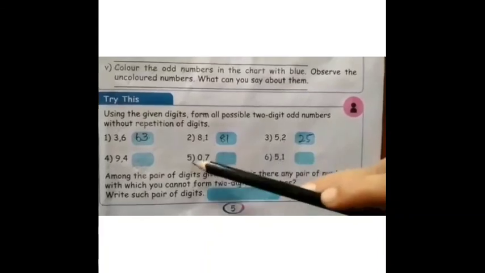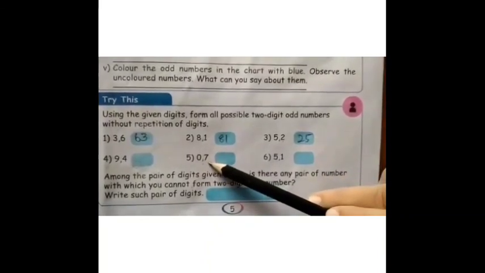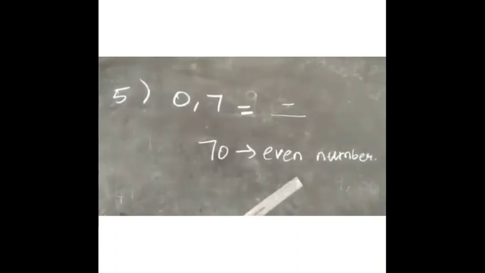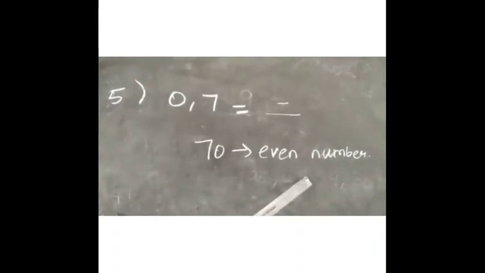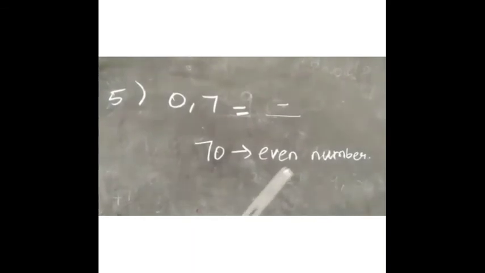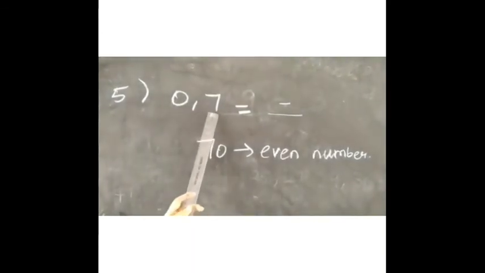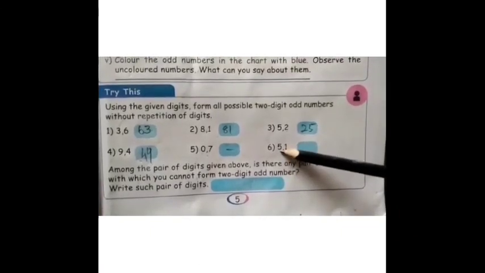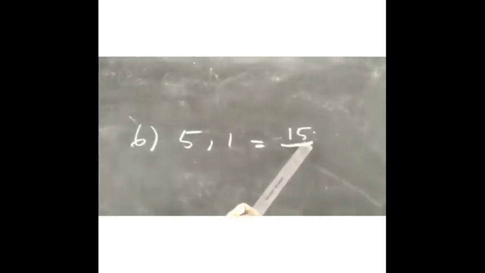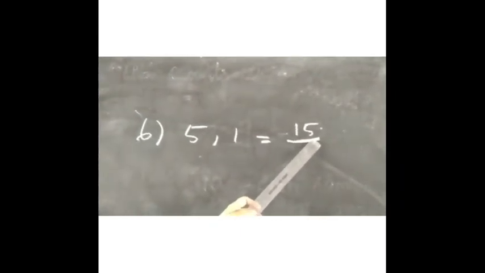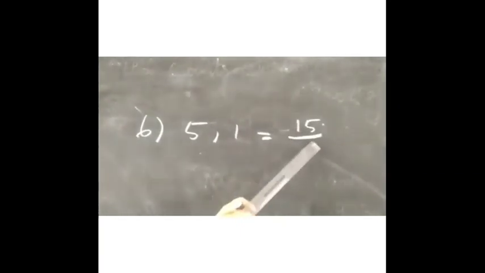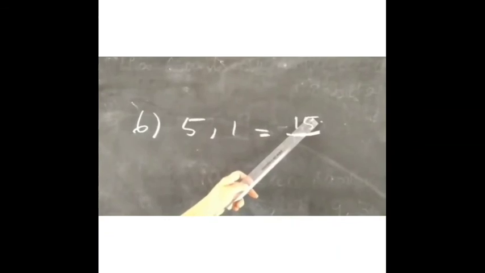Next, the fifth question is 0, 7. 70 is an even number. We cannot form 2-digit odd number with 0 and 7. Next, the sixth question is 5, 1. Let us take number 15. 5 is in the ones place. 5 is an odd number. So, 15 is also an odd number.